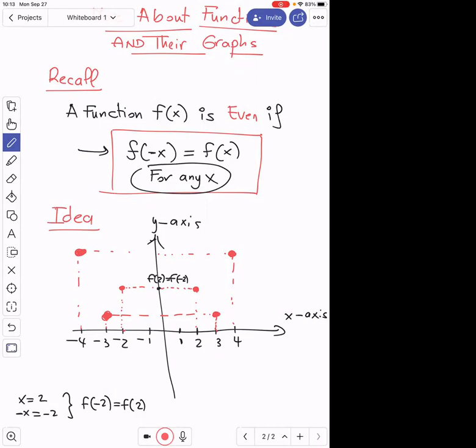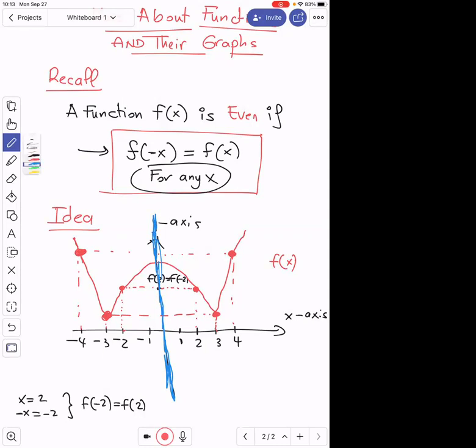So in this case, the graph of f of x is going to look something like this. But the point here, guys, is that the graph is going to be symmetric about the y-axis. You see this vertical axis, this blue axis right here. As you can see, it's kind of like a mirror for this graph.